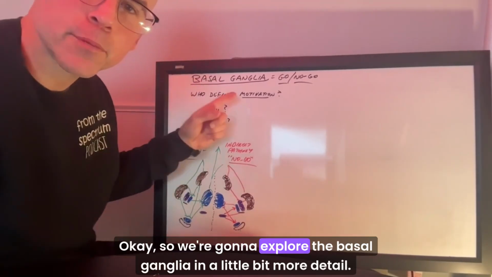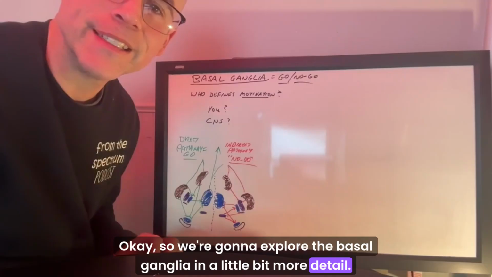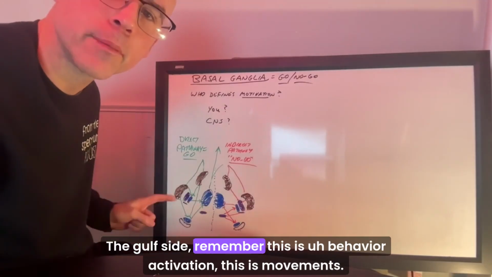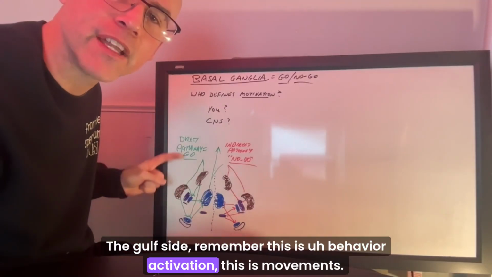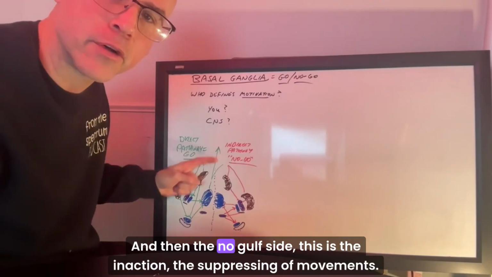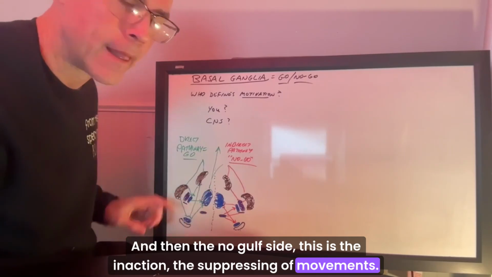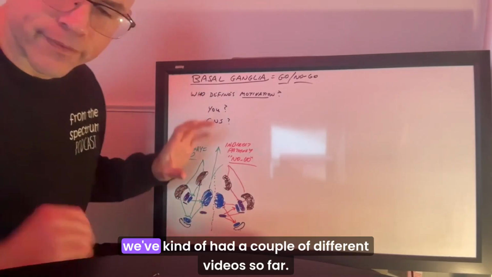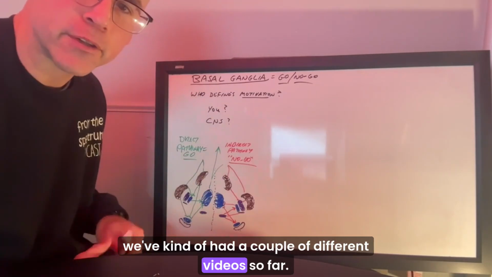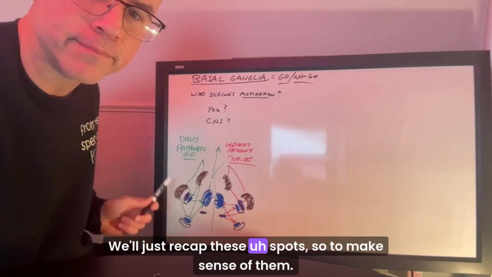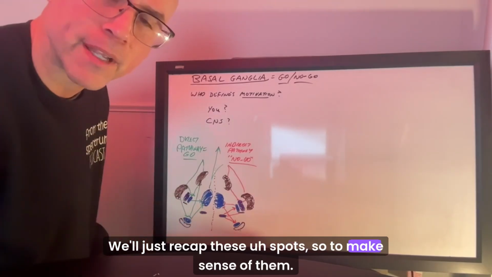Okay, so we're going to explore the basal ganglia in a little bit more detail. The go side, remember, this is behavior activation, this is movements. And then the no-go side, this is the inaction, the suppressing of movements. So we've had a couple of different videos so far. We'll just recap these spots to make sense of them.